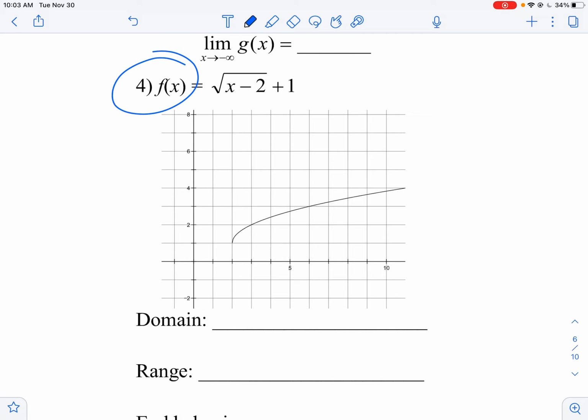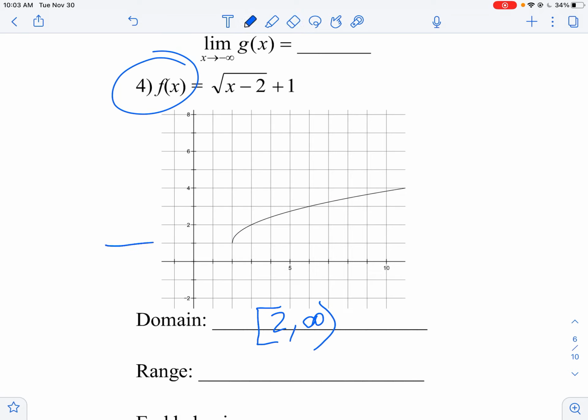All right, for your domain, since the left end of this function is just at 2, the domain actually starts at 2. And then this function goes right forever, and so you're going to put infinity there. Infinity is always open, and the lowest x value is 2, so you're going to have a square bracket on 2 and actually hit that x value.